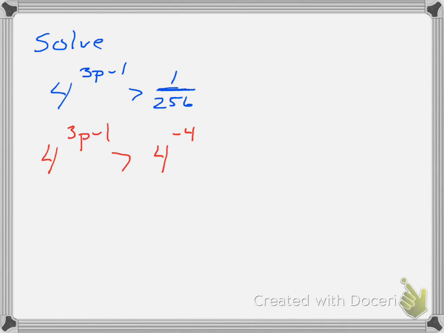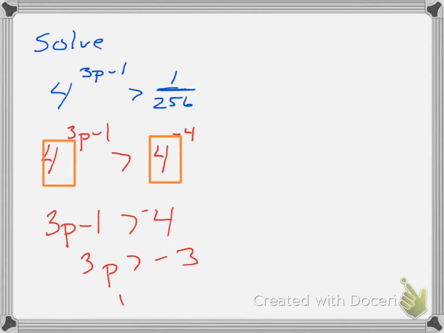Our bases are the same. We have an inequality, but that really means nothing. The only thing you have to understand is if you multiply or divide by a negative, you have to flip the sign, all those inequality rules that we've known forever. Okay, so we're going to ignore our bases and solve. Just like that.